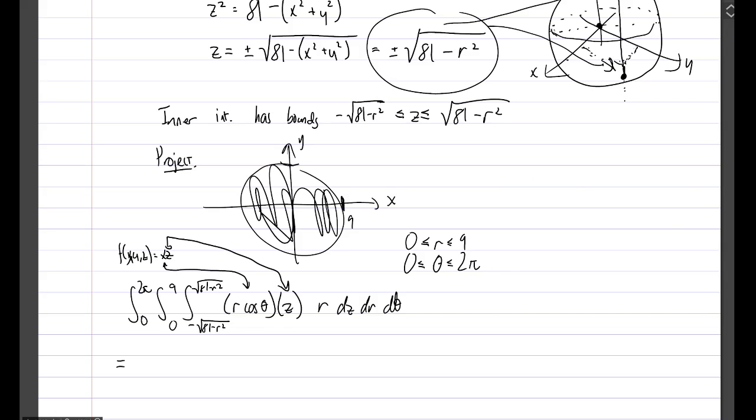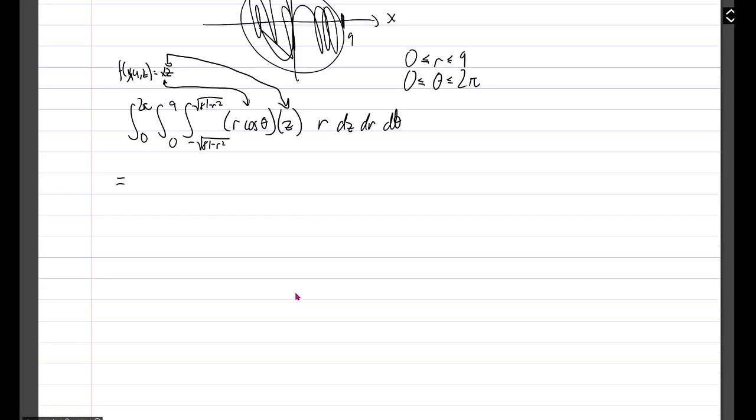Let's talk about evaluating this integral. Okay, so z's first. There's really not much work to do because r cosine theta and r are all constants as far as z is concerned. So we just have a constant times z. So the integral should involve a z squared over 2.